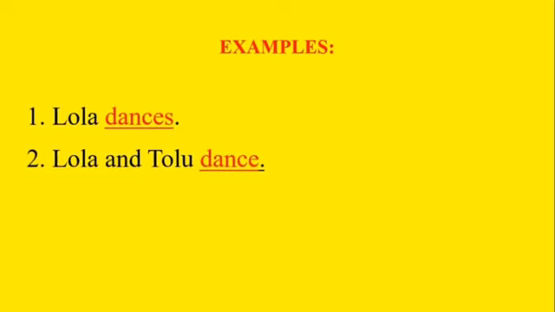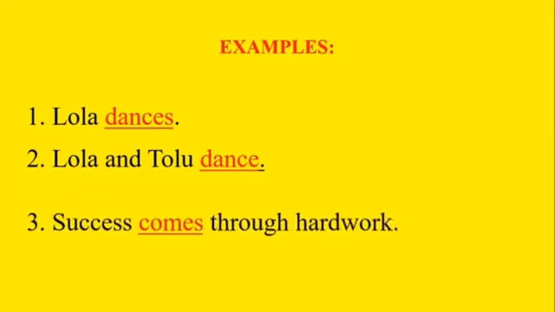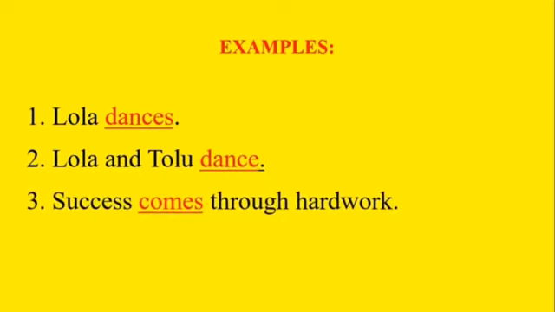Lola and Tolu dance. You can see that there's a difference between example 1 and example 2. In example 1, we have Lola, singular, agreeing with dances, which is also a singular verb. Then in the second one, we have the plural subject and the verb also is plural. That is the finite verb agreeing with the subject. Success comes through hard work. Success is in agreement with comes, which is in the present form, and also agreeing with the subject in terms of number.